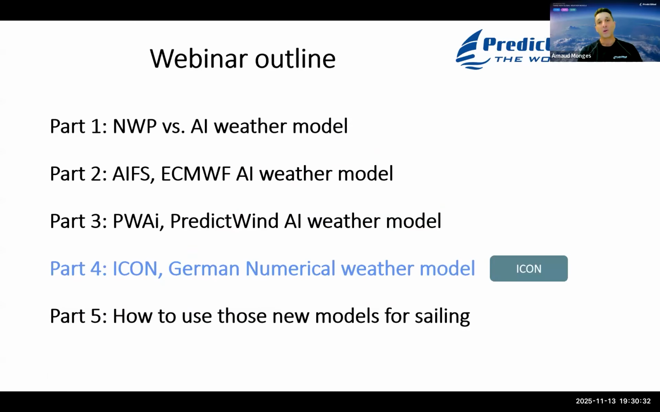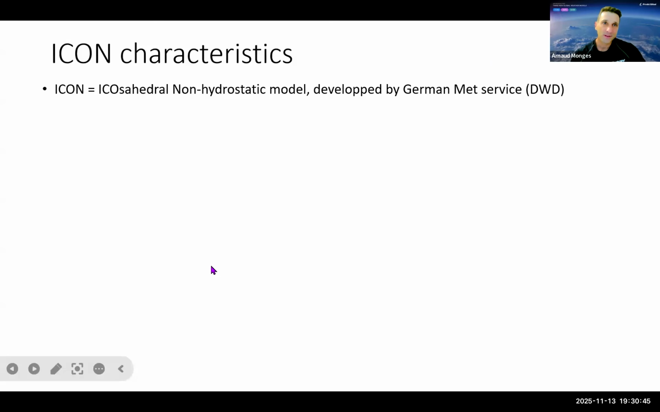So now we are going to move away from AI model for a bit, and we are going to talk about this new traditional weather model, which is ICON. So ICON, what does it mean? It means icosahedral, and it comes from the German Met Service. And this word, I actually had to look online, it just means triangle.